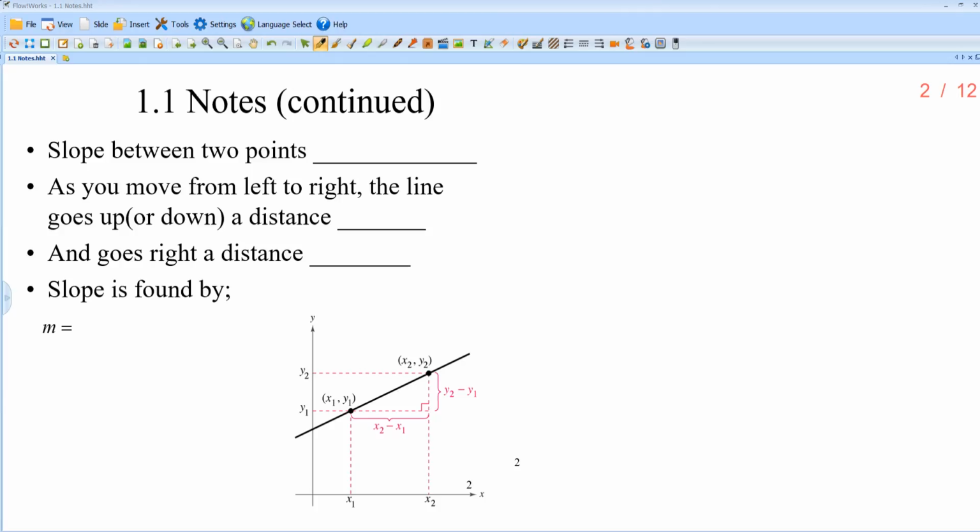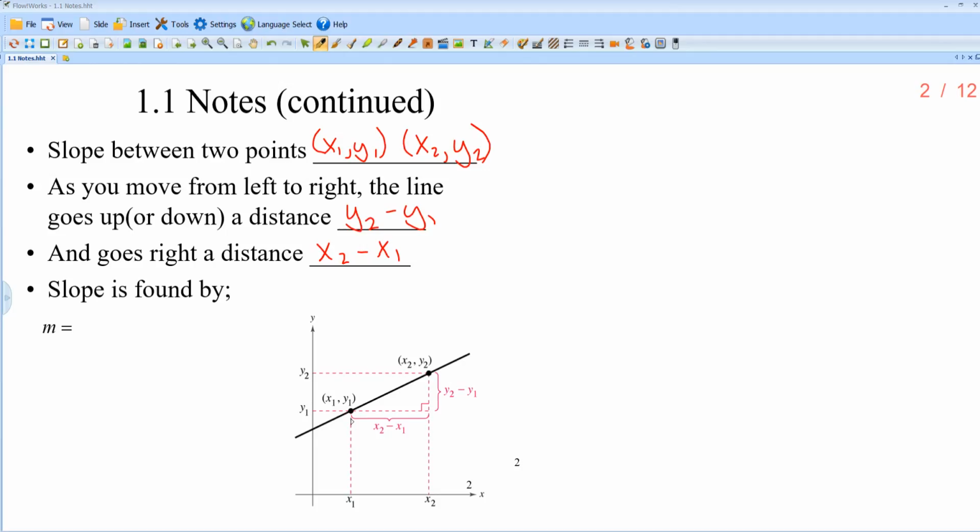So moving along, the slope between 2 points, two arbitrary points that we'll label x1, y1, and x2, y2. As you move from the left to the right, the line goes up or down a set distance, which can be found by doing y2 minus y1, since y is always the vertical height of our points, and it goes right or left a distance of x2 minus x1. You have a diagram here that's going on.